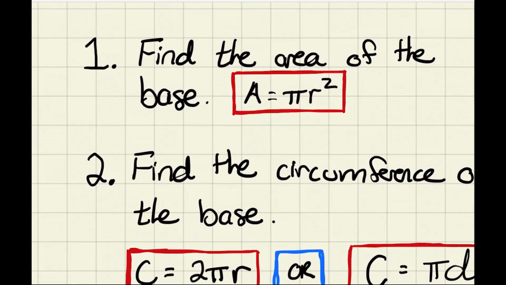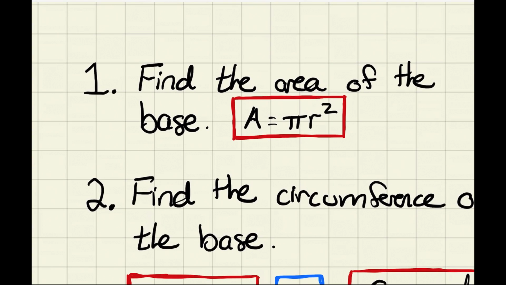Now, to find the surface area of a cylinder, you need to first find the area of the base. So again, remember what we said about area and circumference. The area of the base is going to be this formula right here. Area equals pi r squared. That means we're going to take the r values and multiply them by each other. So r squared.